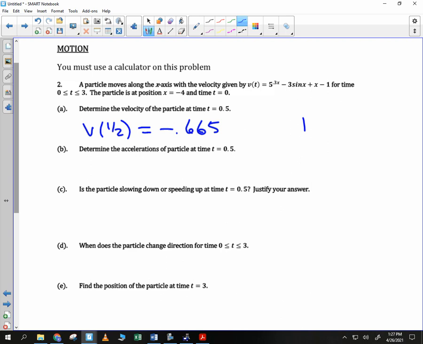Determine the acceleration. The acceleration at 1/2 is going to be equal to v prime of 1/2. So that's the work that you would want to write down, and you get -1.018, and you would get 1 point for doing that.